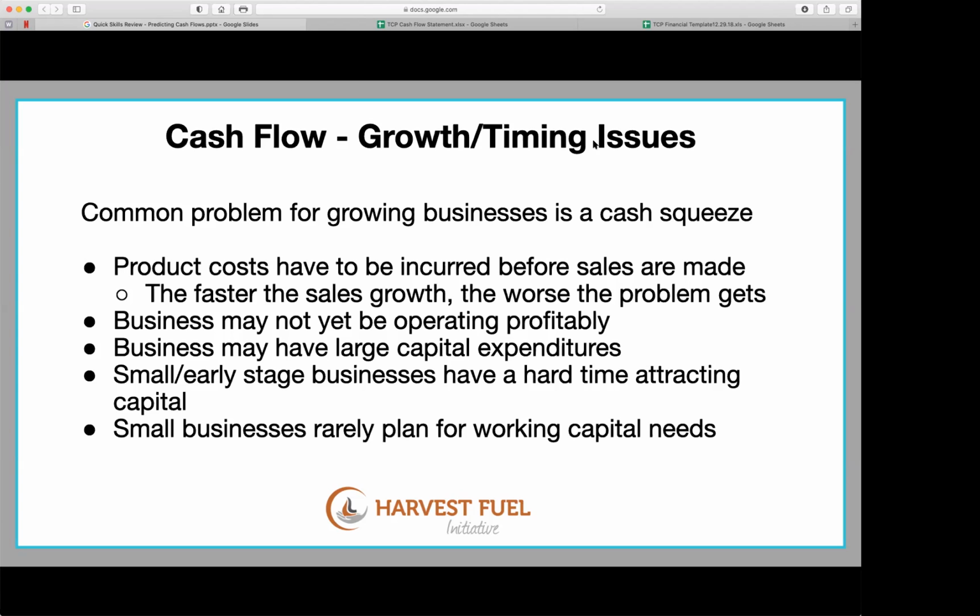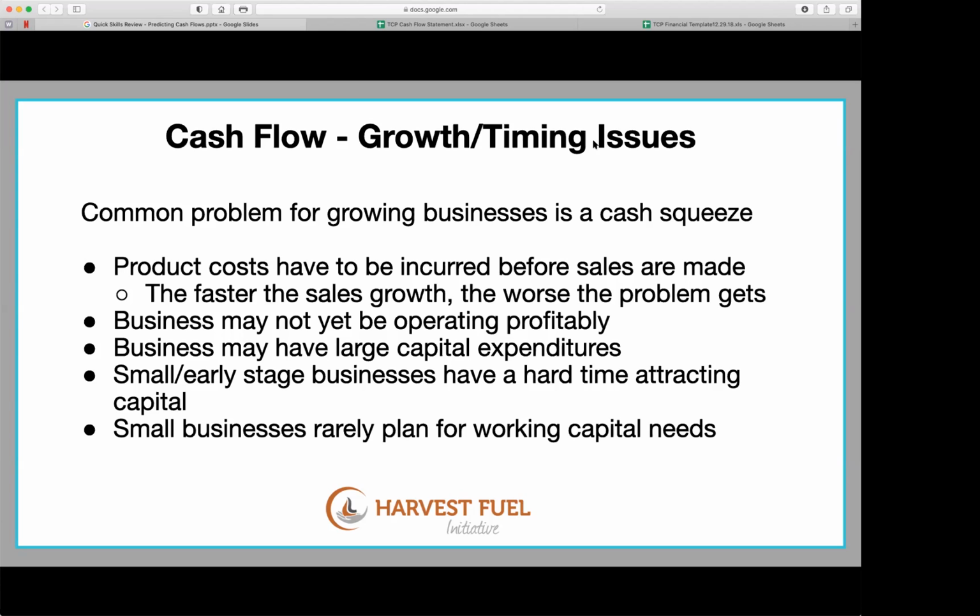You've bumped along at a lower scale, and now you want to really increase, and so you're looking at buying all new equipment or moving to a bigger property or building a drying shed, all these different things cause you to have large capital expenditures. And then the small and early stage businesses have a hard time attracting capital. So maybe you really were bootstrapping this to begin with and never really had a big investor coming in to help you out.